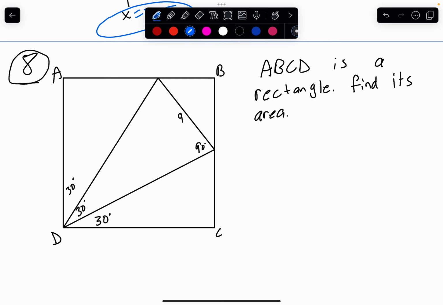Number 8, this is a bit of a challenge question. A, B, C, D is a rectangle. That means that these corners are all 90s. It means opposite sides are equal.